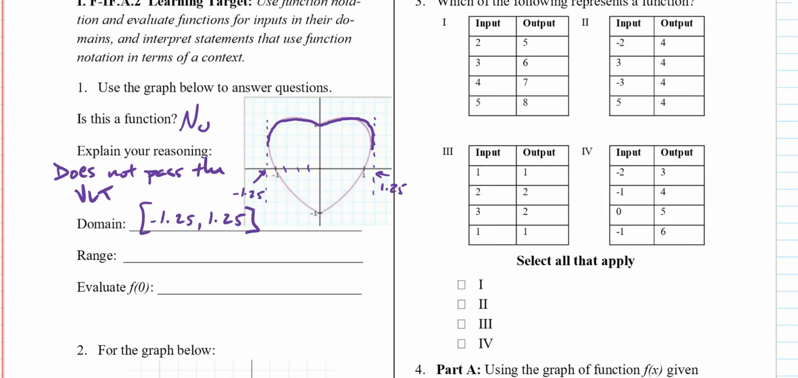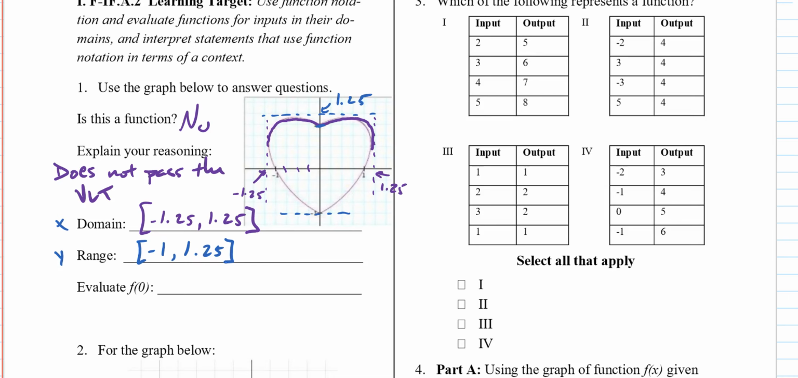My range, I'm going to do the same thing, but I'm looking at the y values. And the lowest value looks like is -1, and the highest value, let's see, here was 1, and we're the next box up, so that's going to be +1.25. So my range is -1 to +1.25. And then we're going to evaluate f of 0.